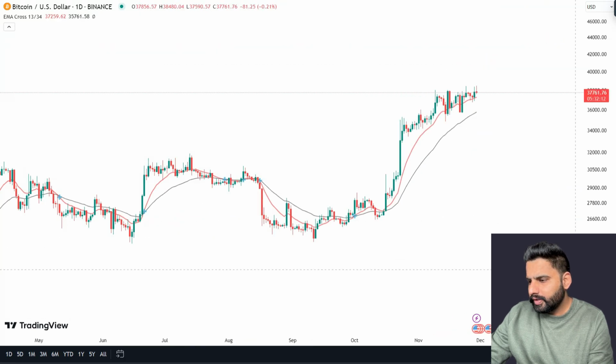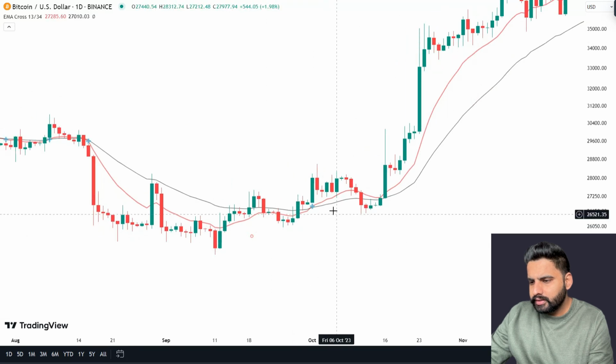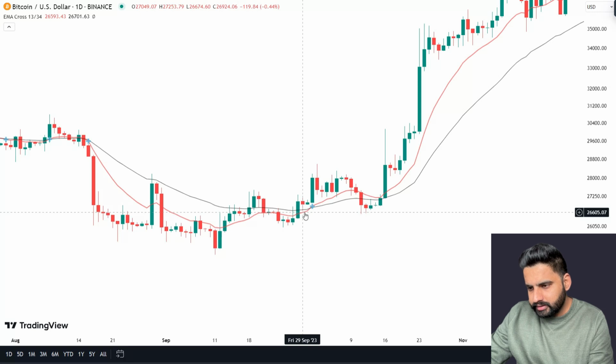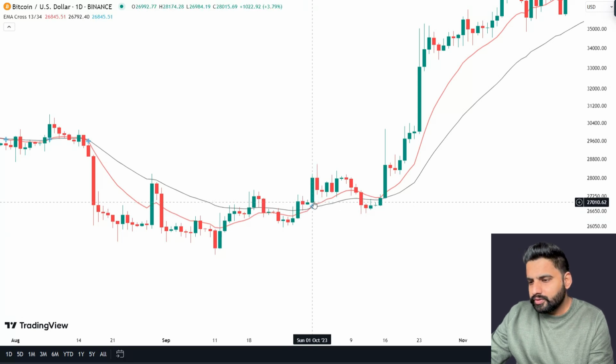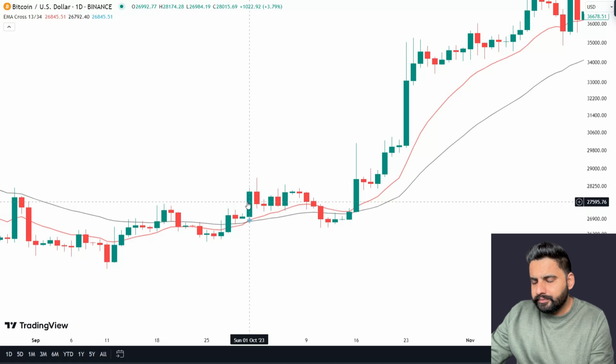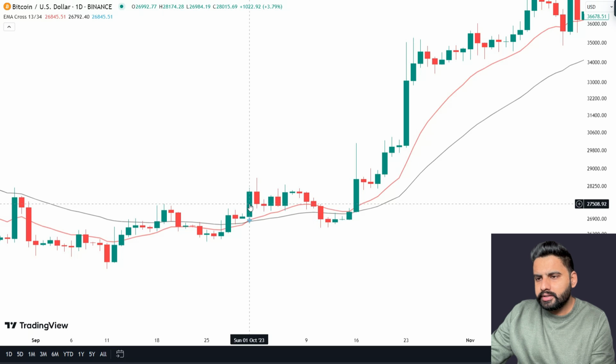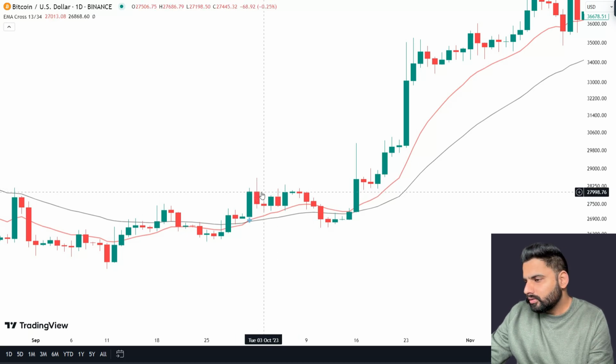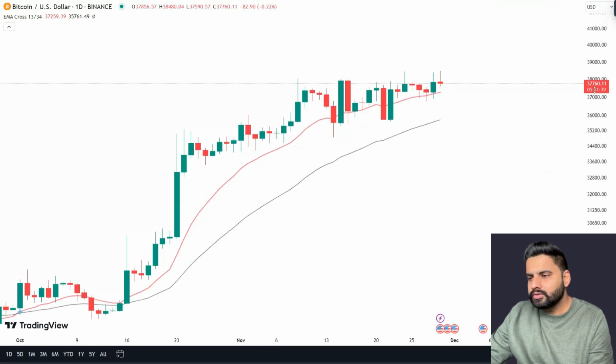Here we can see there was a crossover, right? There was a crossover at this green candle, where EMA 13 is crossing the EMA 34 to the upside. So what we are going to do is note down the high of this green candle. Say the high of this green candle was 28,174. On the very next day we need to put our buy price at the high of this green candle. On the very next day our buy price was triggered and we bought the Bitcoin. Now the Bitcoin is trading around 37,760.